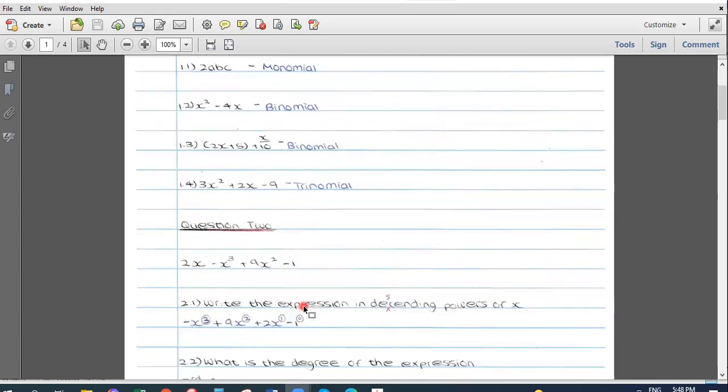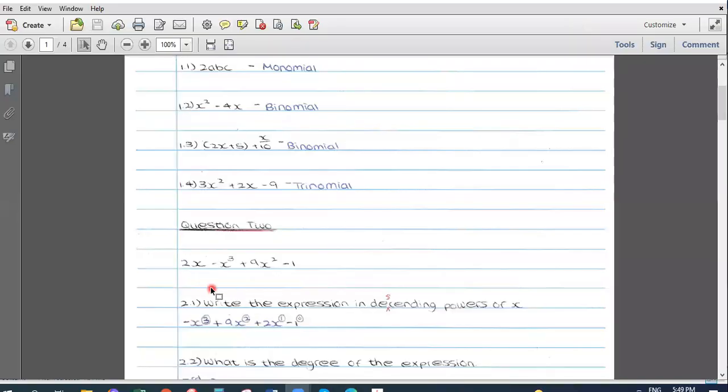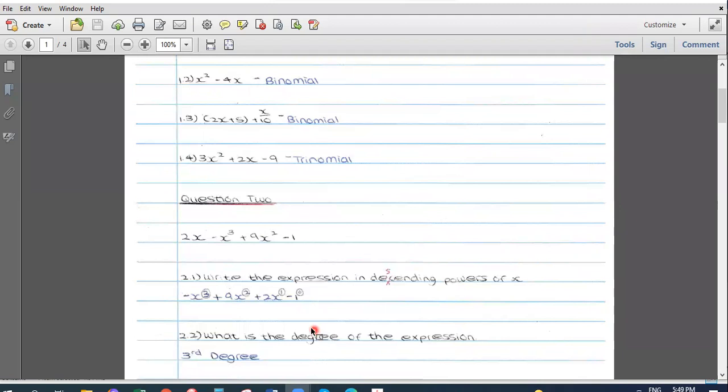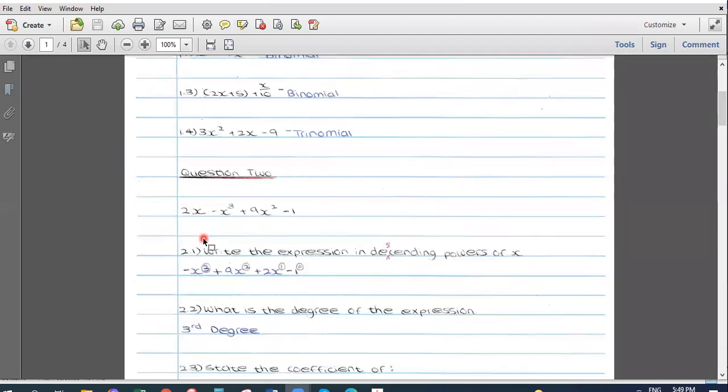Now question 2, given 2x squared minus x cubed plus 9x squared minus 1 is an algebraic expression. 2.1, write the expression in descending powers of x. So we look at the exponents here. x has an exponent of 1. This has x cubed, the exponent is 3. Exponents here being 2 in x squared.